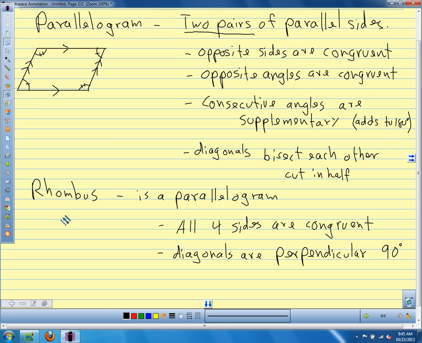So on the rhombus on your sheet there, I can draw a decent rhombus here. All the sides would be the same length. And that makes the diagonals intersect at 90 degrees. So a rhombus is a parallelogram and has all of these things true. The opposite sides are congruent, the opposite angles are congruent, etc. Plus, all four sides are congruent, and the diagonals are perpendicular.